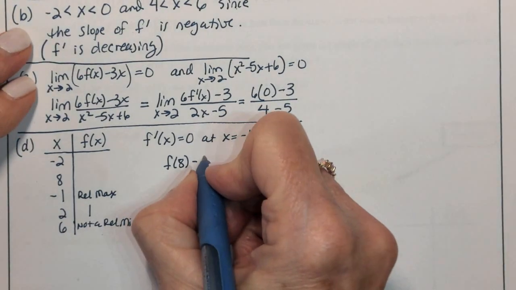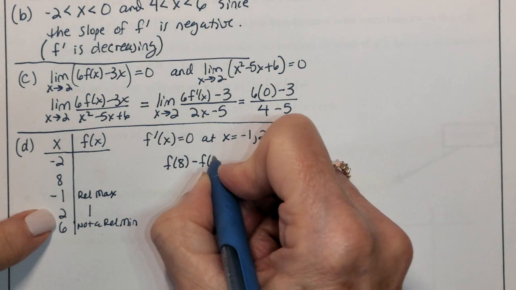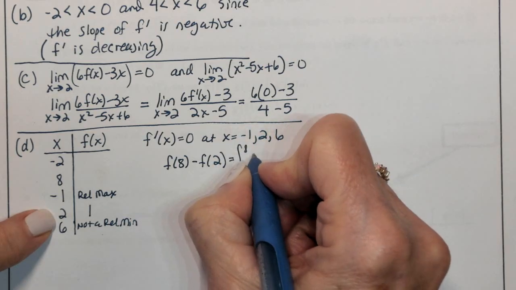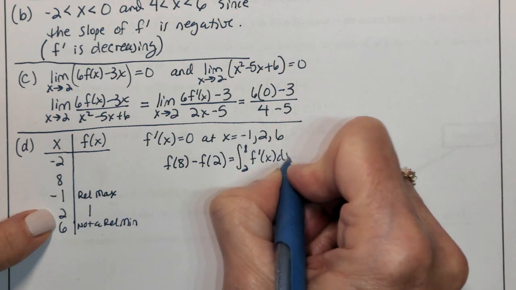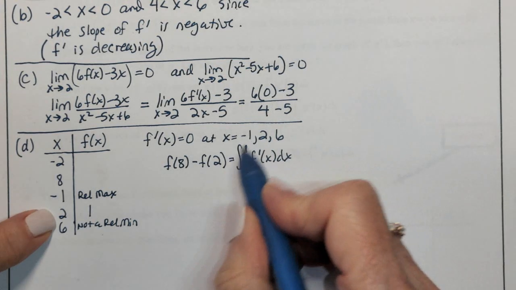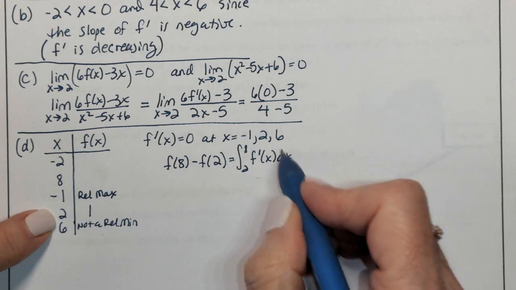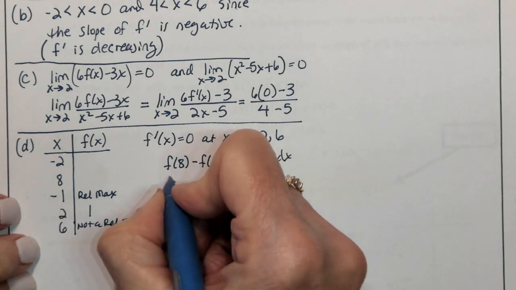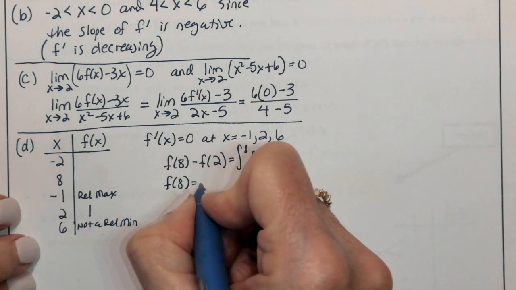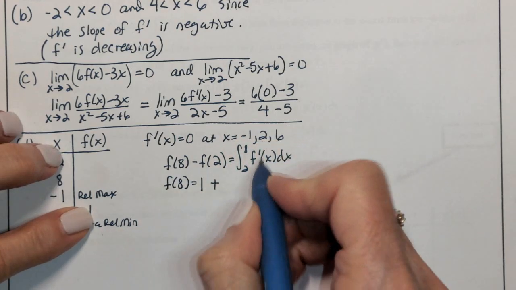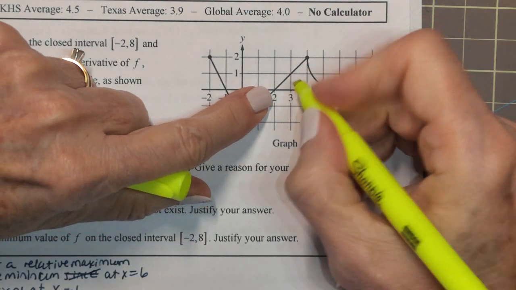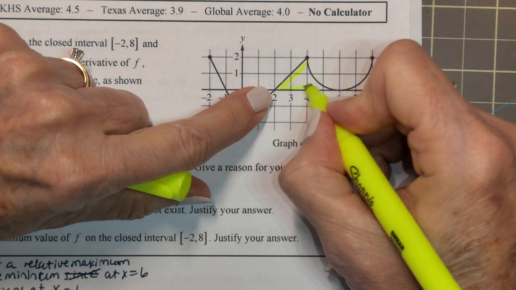F of 8 minus f of what I know is the integral 2 to 8 of f prime. Fundamental theorem. I'm going to use signed areas under the curve for the integral, and I'm going to add over the f of 2 value. So f of 8 is 1 plus, okay, 2 to 8. For that, 2 to 8, we always use the x-axis as one of our boundaries.